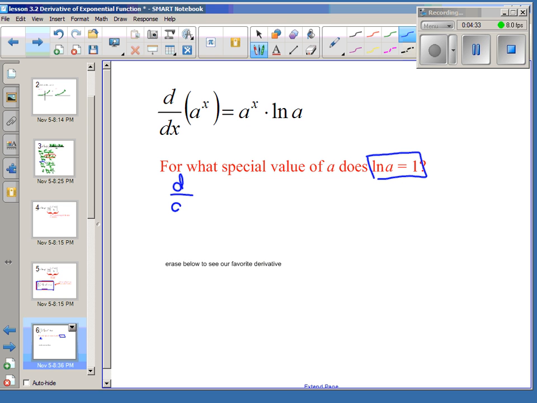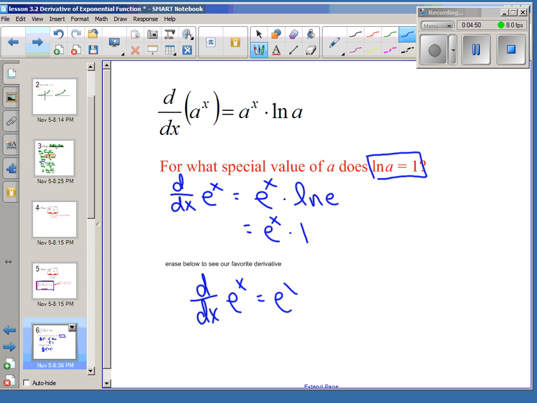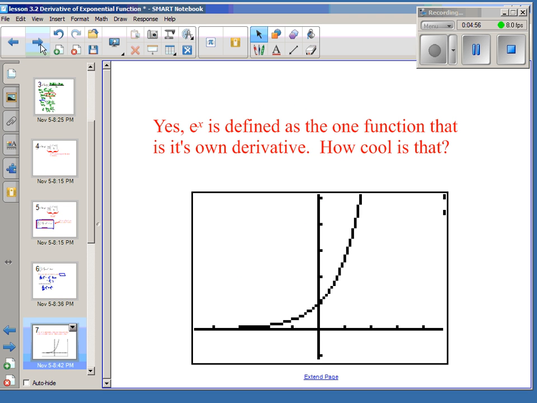So the derivative of e to the x would be e to the x times the natural log of e, and we just said the natural log of e was 1. So what works out really nicely is that the derivative of e to the x is just e to the x. Okay. So this is the one function that is its own derivative. How cool is that?